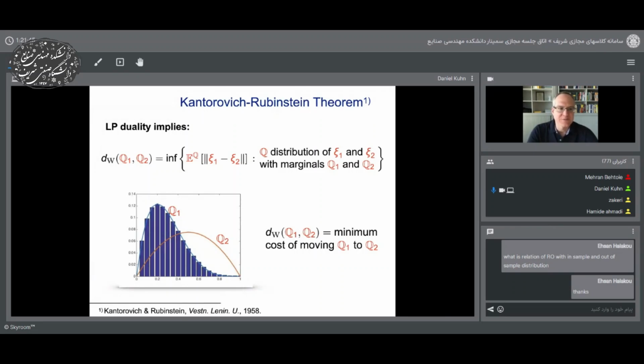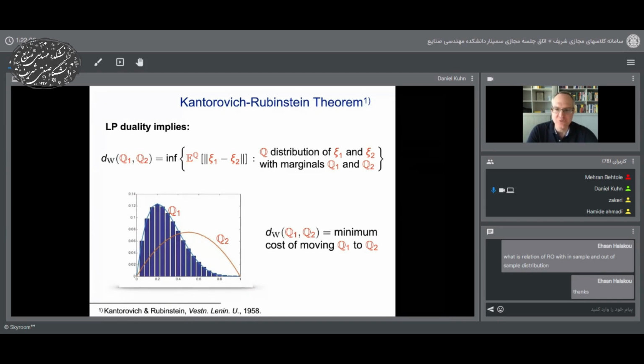So this theorem says that the Wasserstein distance between two distributions Q1 and Q2 can be written as the optimal value of a minimization problem, which minimizes over all distributions Q, which are joint distributions of two random vectors xi1 and xi2, which have marginals Q1 and Q2.